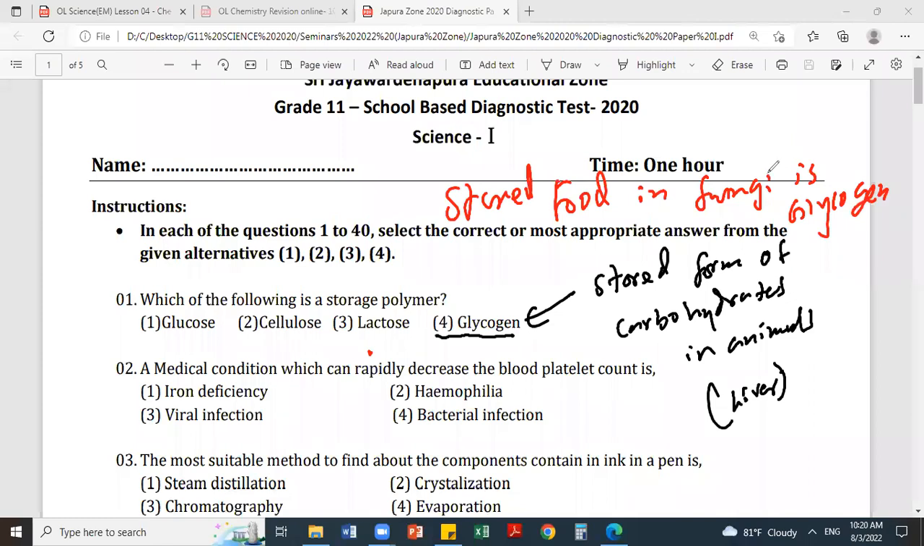Right. Question number 2. A medical condition which can rapidly decrease the platelet count is common sense these days. Now it's rising again. The platelet count drops in which disease condition? Any volunteers? If you know the answer, at least please reply. I'm not forcing you to unmute or turn on the video, but at least actively participate in this session and reply on chat.